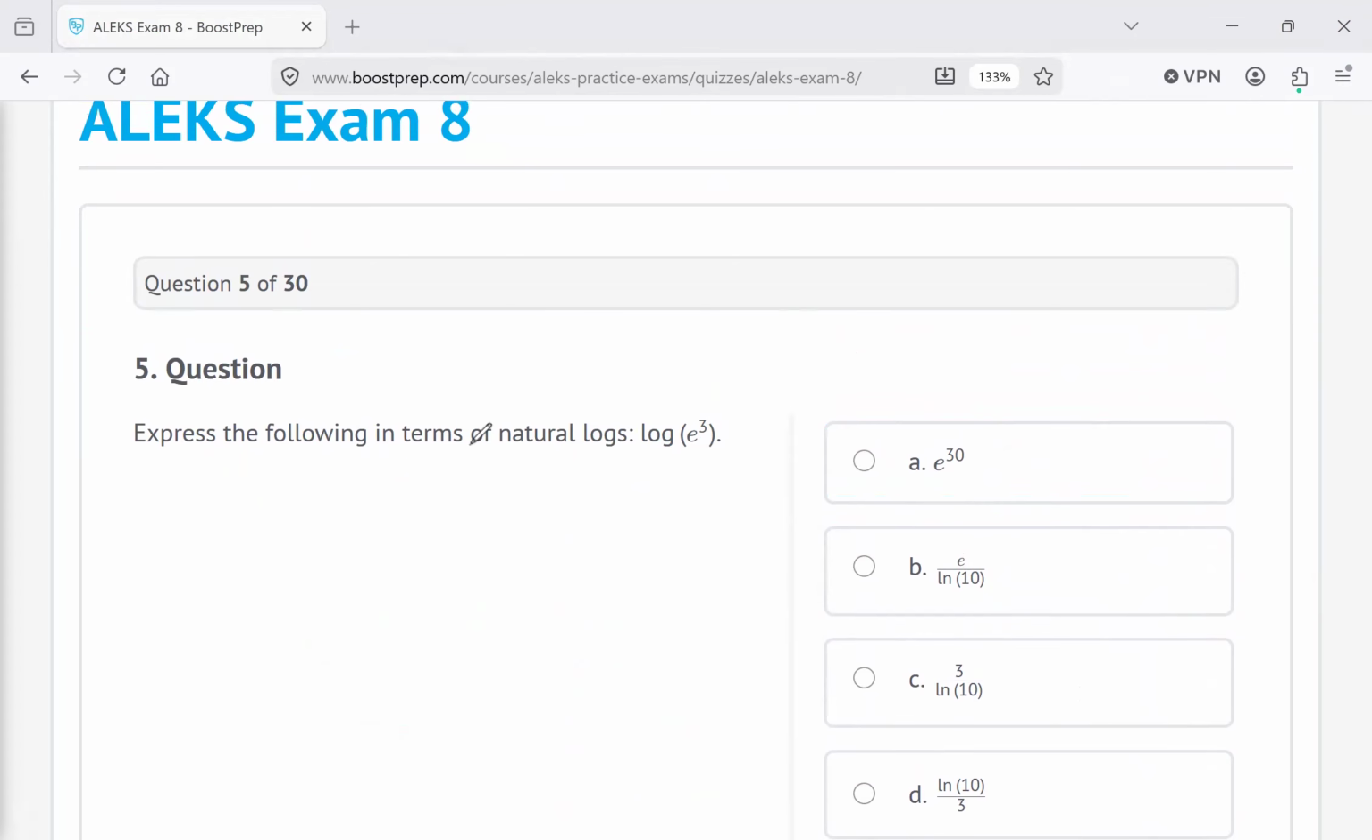Okay, this one, express the following in natural log. So basically, you're just going to express the following in terms of natural logs, and you have log of e cubed. So basically, you're just going to use the change of base formula. That's it. So what does that mean, change of base formula? You either take the ln or log of each term, and because there's an e, I am going to take the ln. So let's start with e cubed.